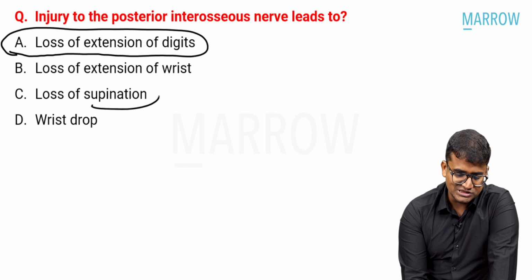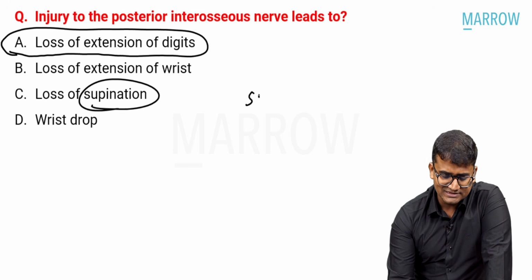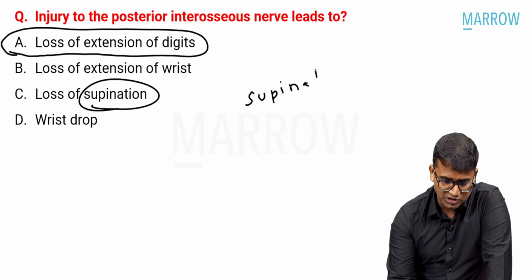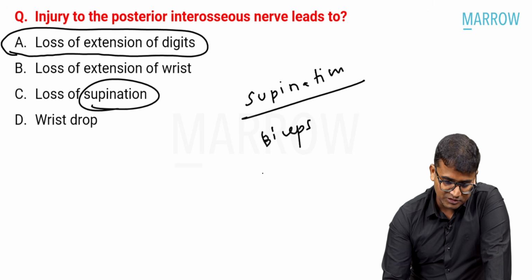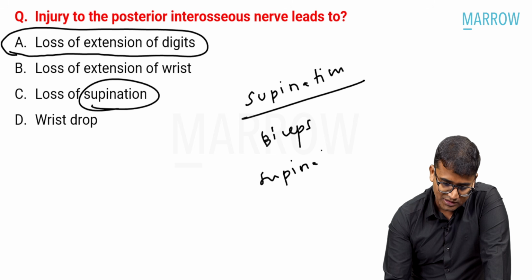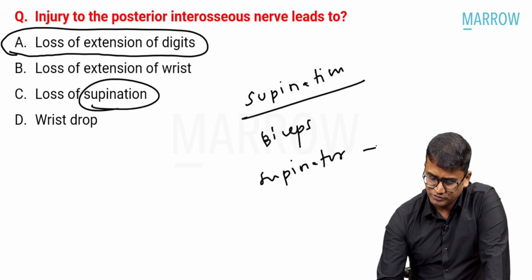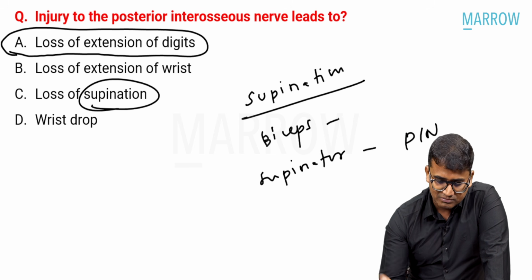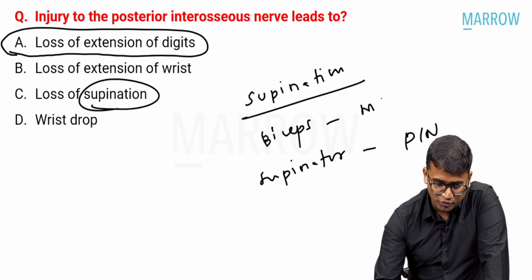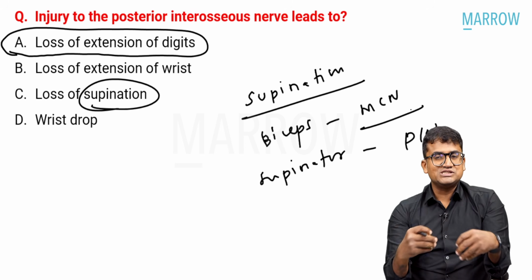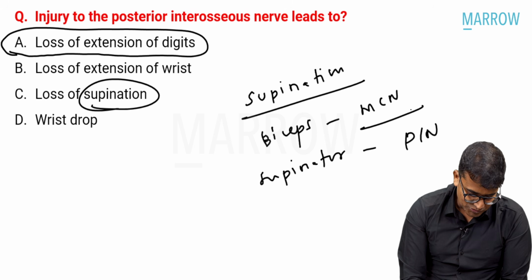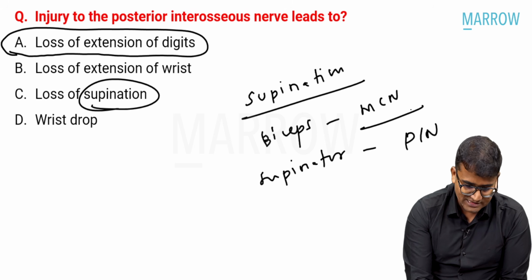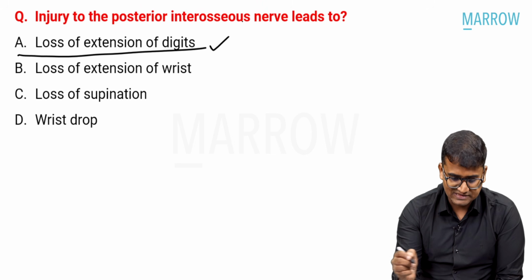Now, what about supination? Supination is done by two muscles. What are those? Biceps, very good. And number 2, supinator. Supinator is supplied by posterior interosseous nerve, agreed. Biceps is supplied by musculocutaneous nerve. So, supination is intact in the PIN palsy. So, the answer is loss of extension of digit. That is the answer for this question.